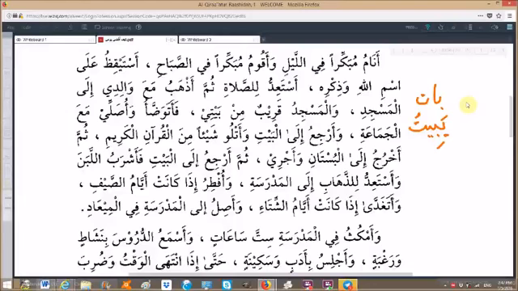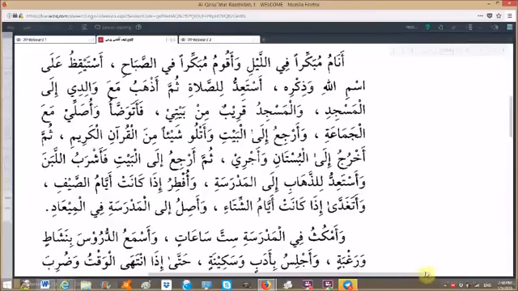وَالْمَسْجِدُ قَرِيبٌ مِنْ بَيْتِي, and the masjid is close to my house. Bait is the singular of buyut, houses. Buyut, right? فَأَتَوَضَّأُ, fa is like thumma. It benefits us order. Fa, what comes after it is order, kind of like thumma.